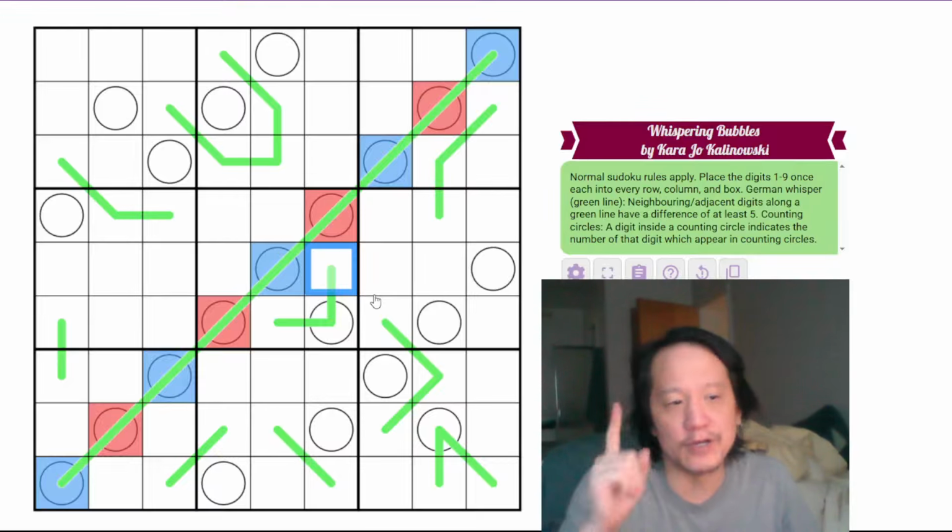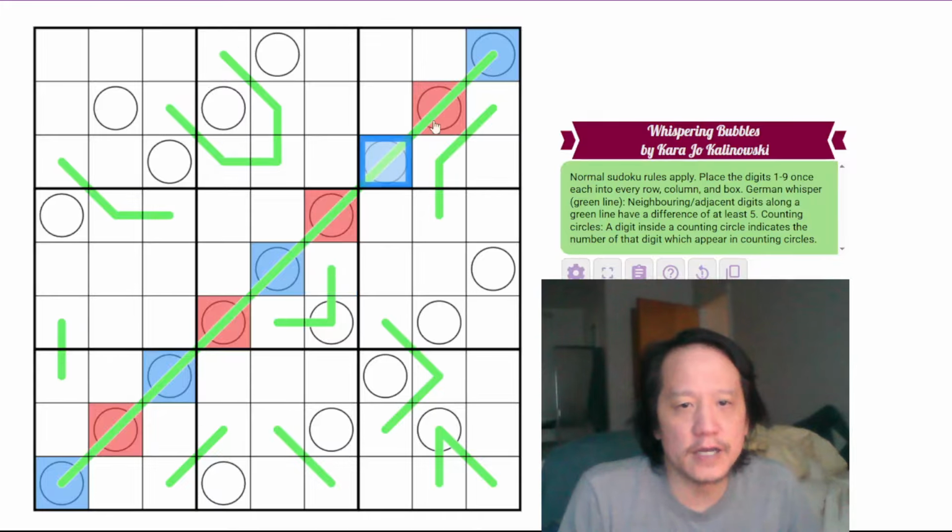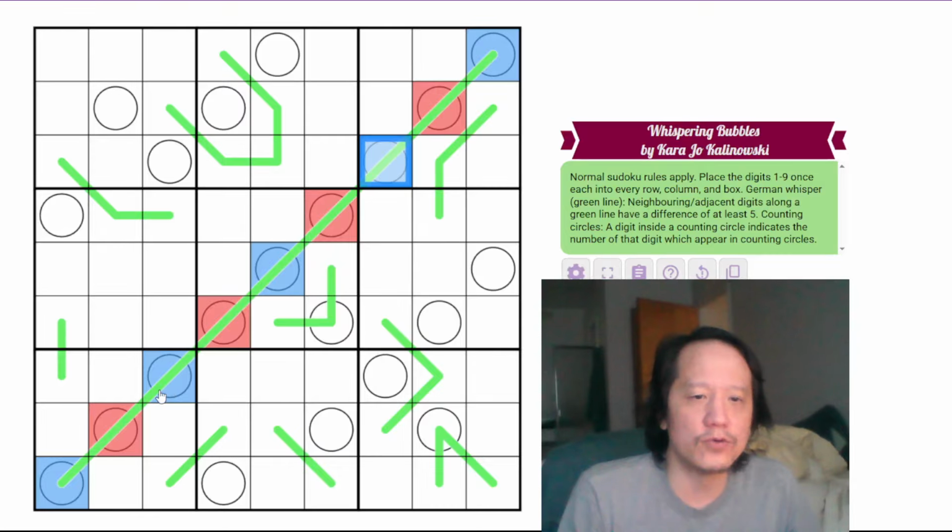No, because that would not work. 6 and 9 would not work. If they're on the corners, that would mean 1 would have to be here and 1 would have to be here. But if they're in between here, that means 1 has to be in both of these spots. Is that the case? Yes.